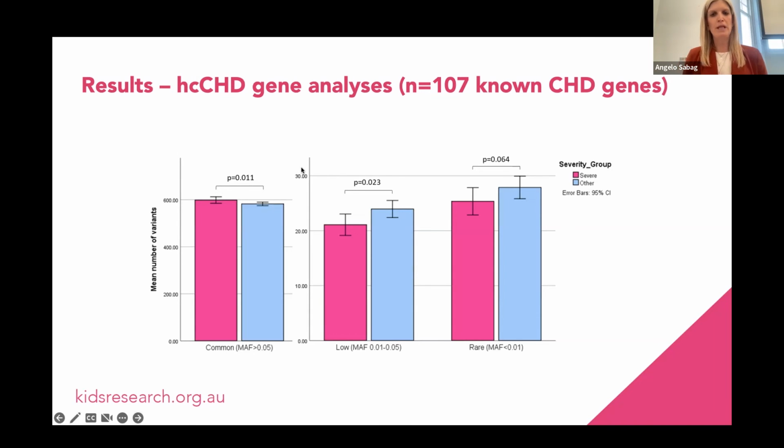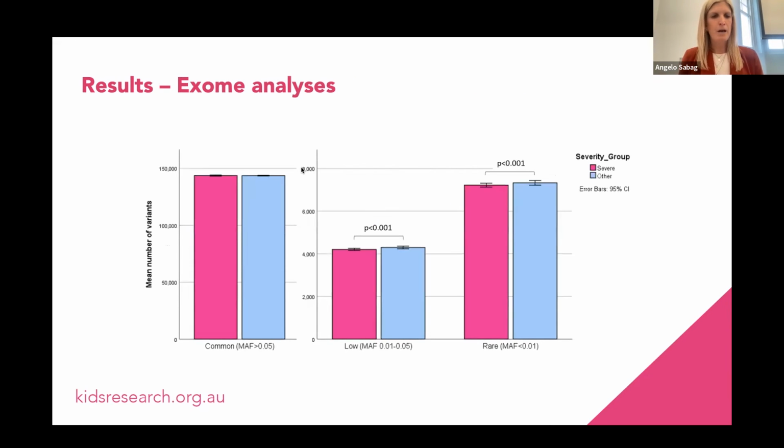So as mentioned, this is amongst the heart genes. So we thought, I wonder what's going to happen if we extend this out to the exome and look across genes more broadly. And when we performed that analysis, we found that the same trend held for rare and low frequency variants, in that the more severe forms of disease had significantly less rare and low frequency variants than those with simpler forms of disease. When we looked at the common variants, however, there were no significant differences.